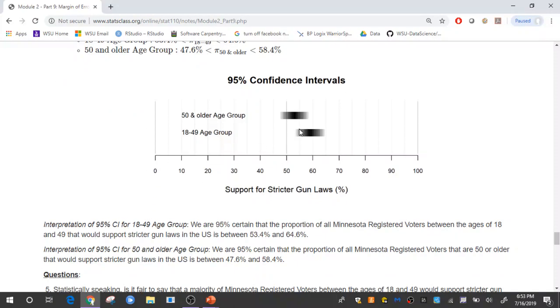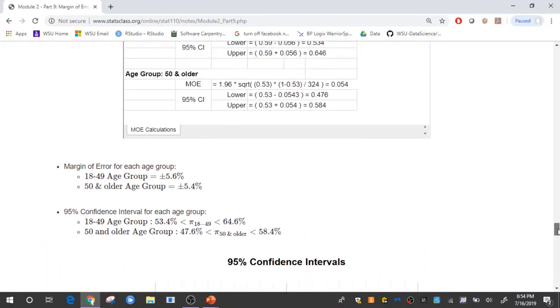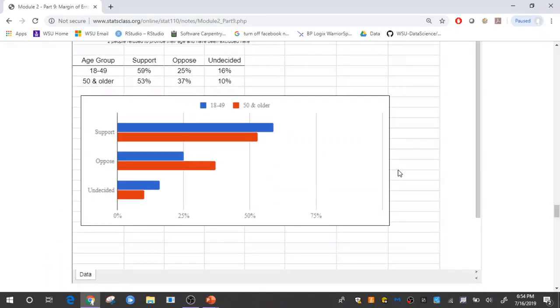One thing we notice when we look at the margin of error here is that there's quite a bit of overlap between these two groups. So what that means up here on the original bars is that I cannot be certain that the blue bar is going to stay above the red bar. When I try to make inferences about all registered voters in Minnesota, I cannot be certain that the blue bar will stay bigger than the red bar.